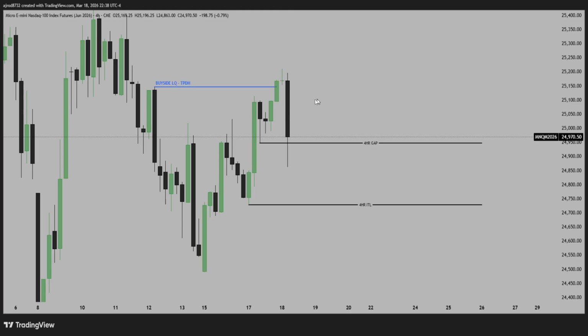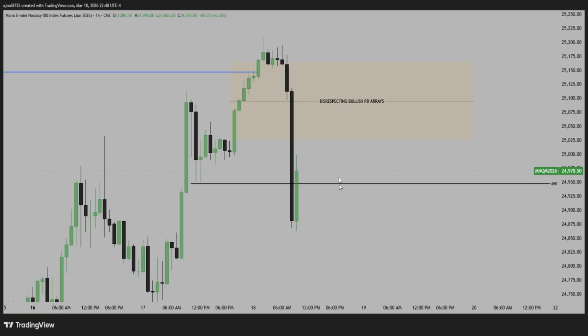Now the reason I'm bearish, even though we're trading inside this 4 hour bullish gap here, is because we're delivering from sell side and we're doing it with speed. So I'm paying attention to that, and I'm looking at this 4 hour intermediate term low, which is just a low that rebalanced back to this 4 hour here. So I'm paying attention to that.